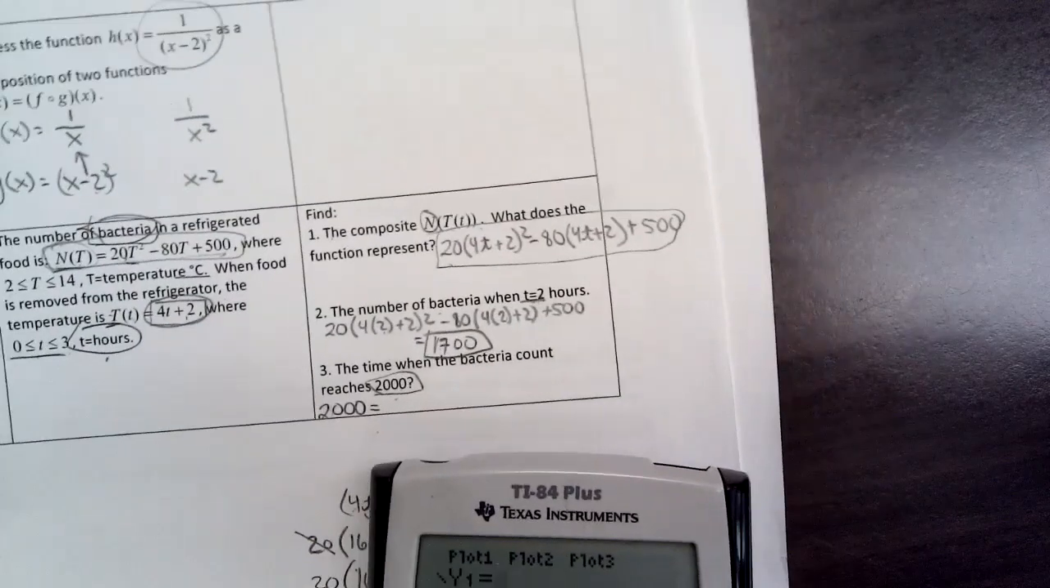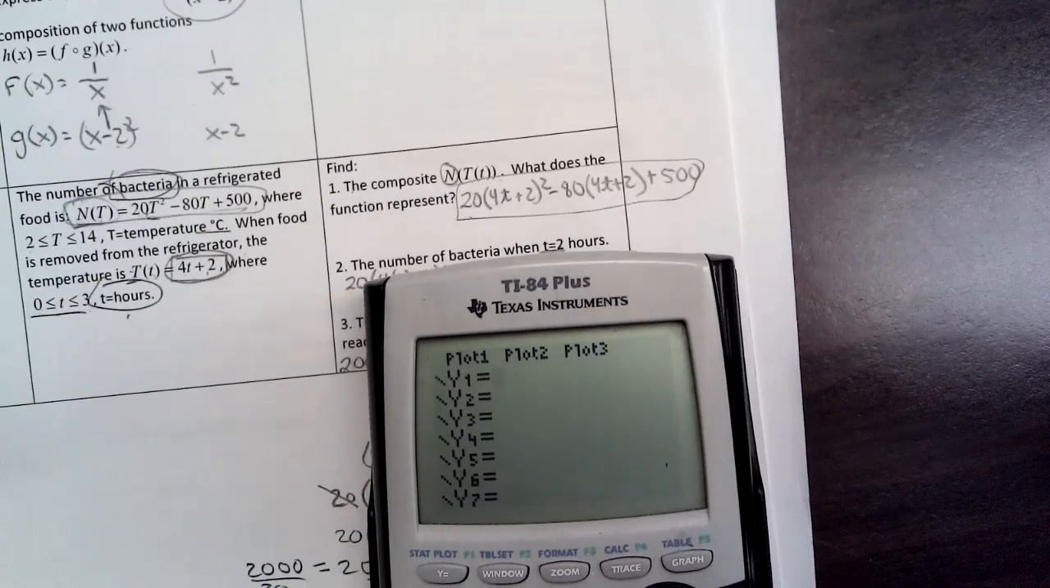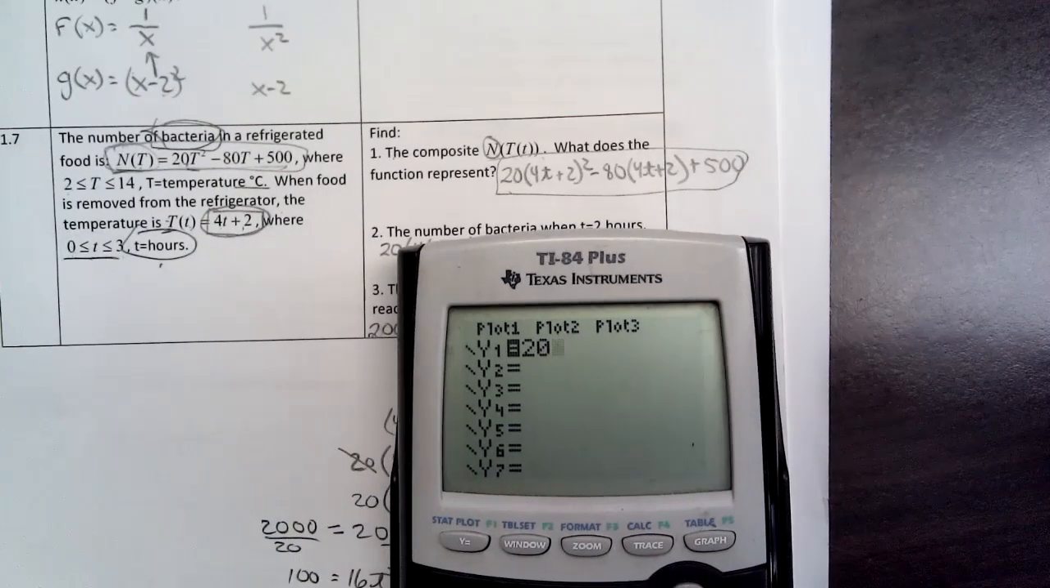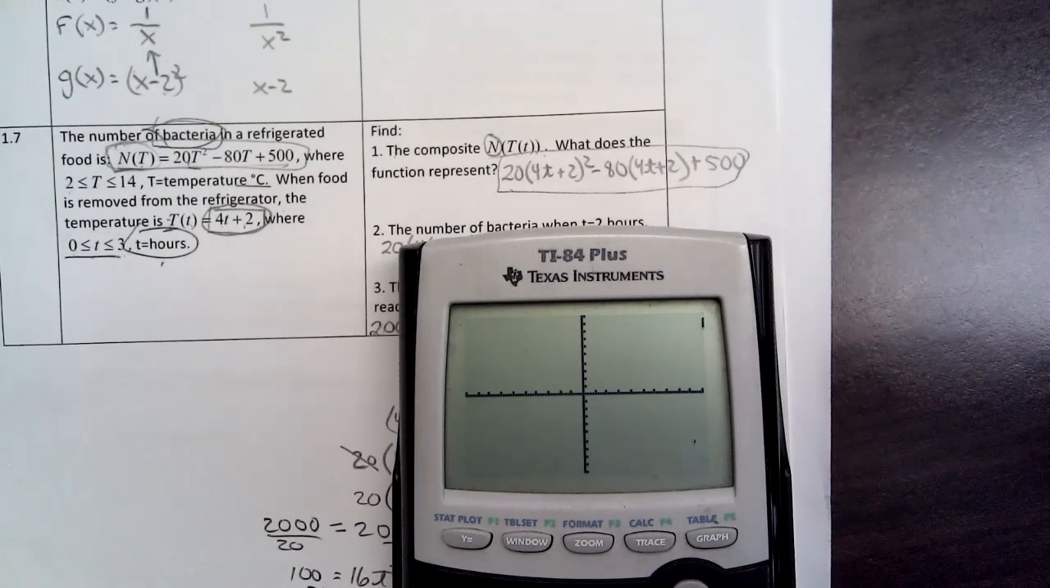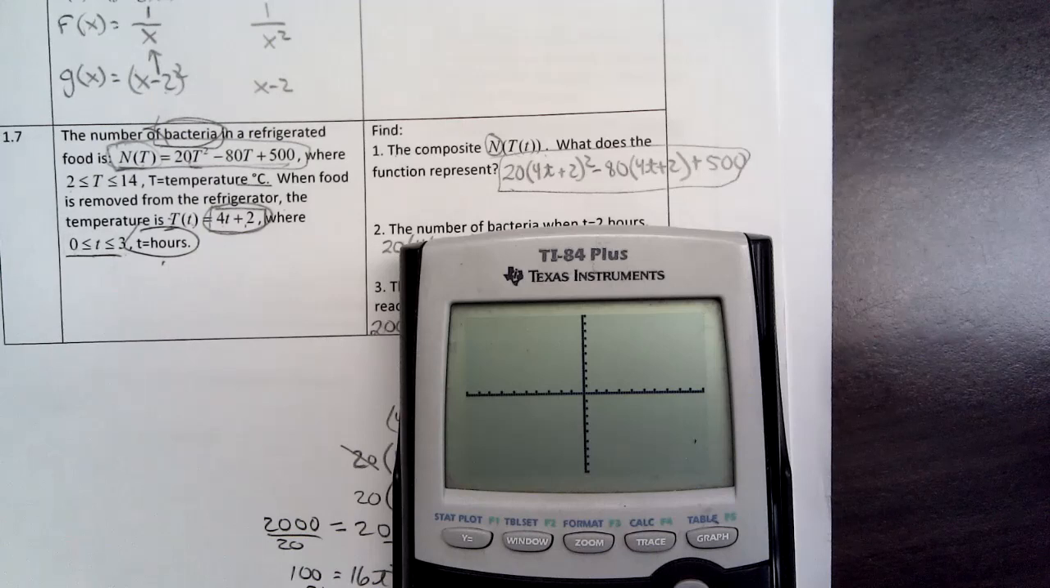So we could put in this original equation right here. So let's see, 20 parenthesis 4x plus 2 squared minus 80 times 4x plus 2 plus 500. And then for our y2, we would have to put 2,000 in. So let's graph it. We're not going to be able to see it right now. We're going to have to go a little bit further, a little bit higher.